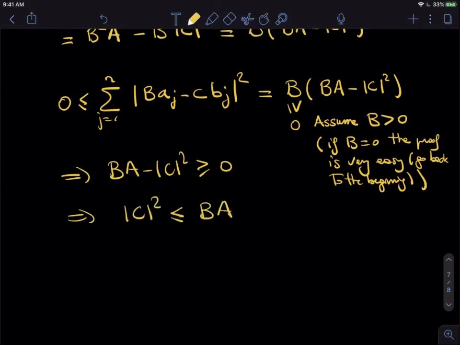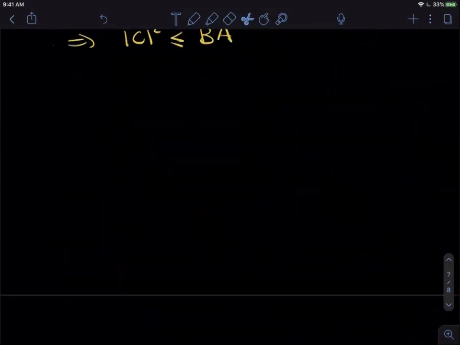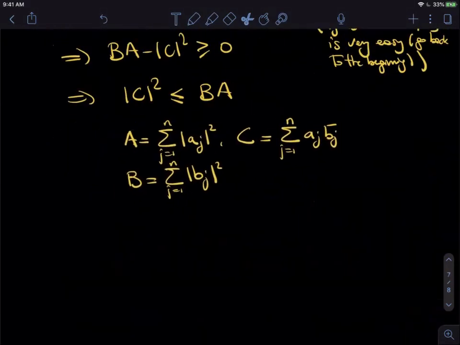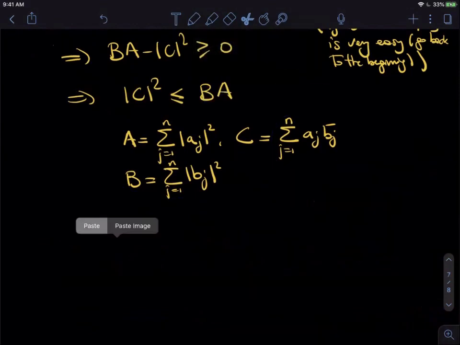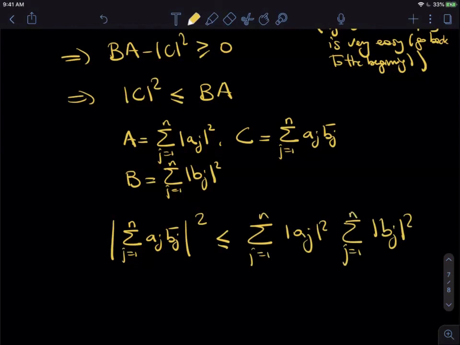And if we put in the definitions here, we have the inequality we wanted. We have the Schwarz inequality. This is C absolute value squared, less or equal than A times B. And we are done. This is the end of the proof.